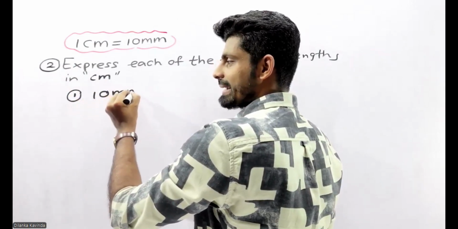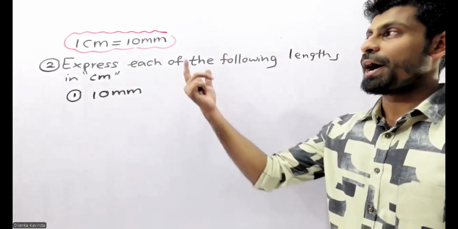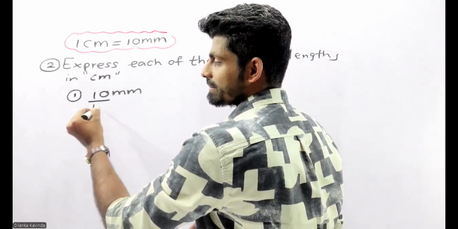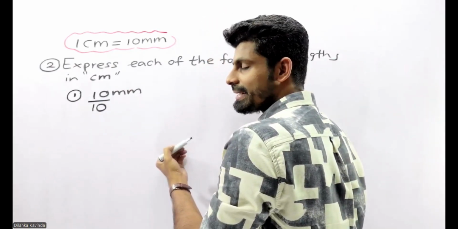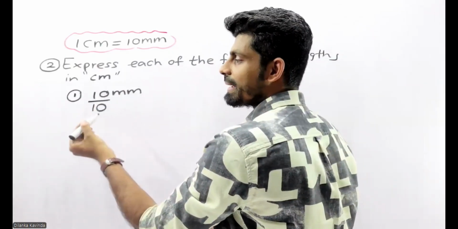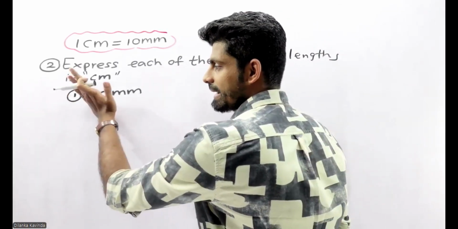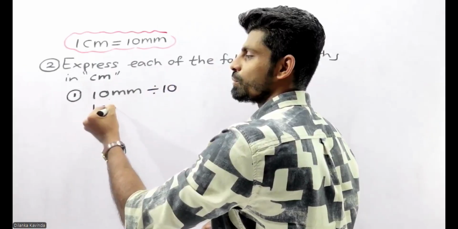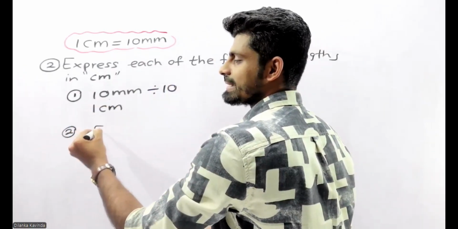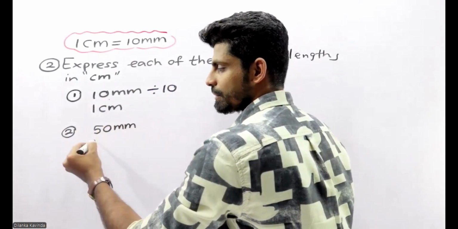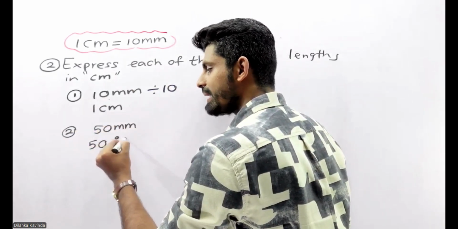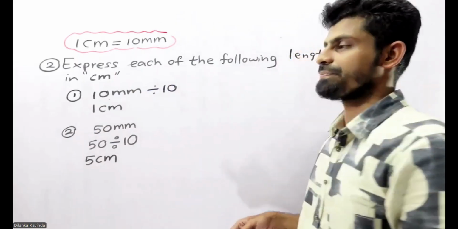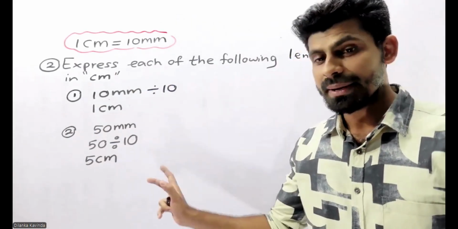10 millimeters. 10 millimeters means how many centimeters? 1 centimeter. How to get that one? Dividing by 10. So that means 10 divided by 10 equals 1 centimeter. Let's consider 50 millimeters. So that means 50 divided by 10. What is the answer? 5 centimeters. You need to divide by 10.